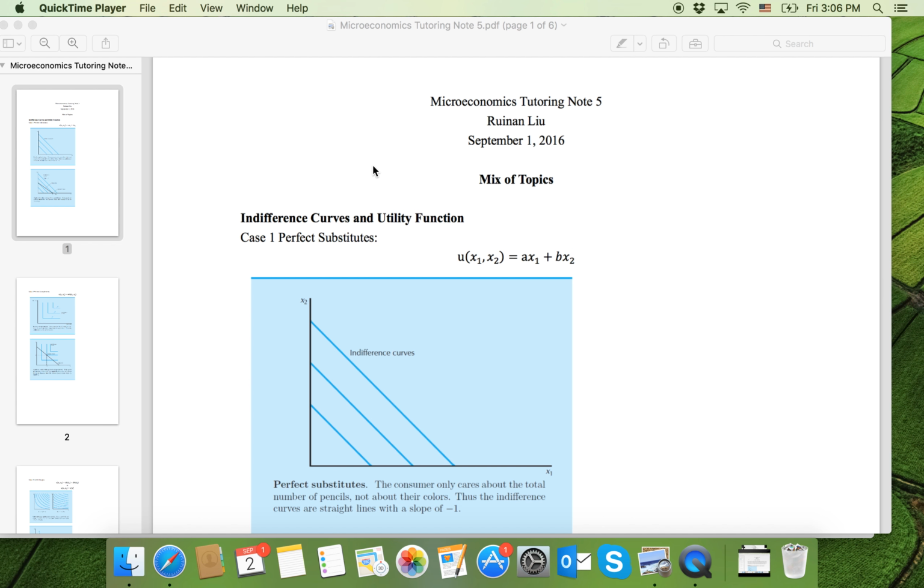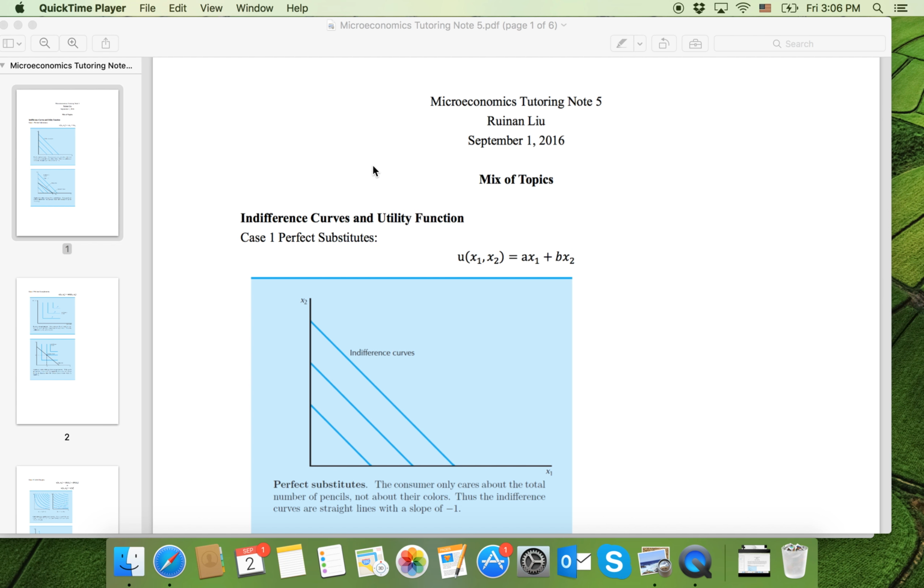First, I want to start by showing you a few non-standard indifference curves. Learning those is useful for two reasons. The first, you do run into these kinds of utility functions as well as indifference curves from time to time. And secondly, seeing these non-normal cases will help you to understand the normal cases a lot better.